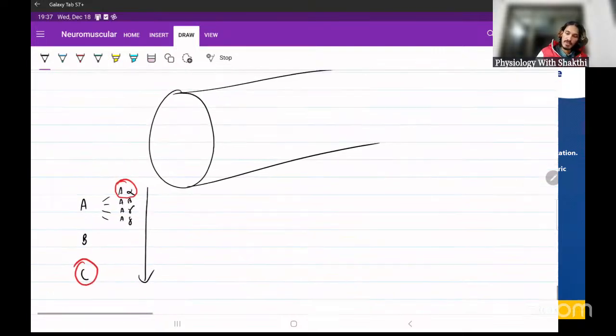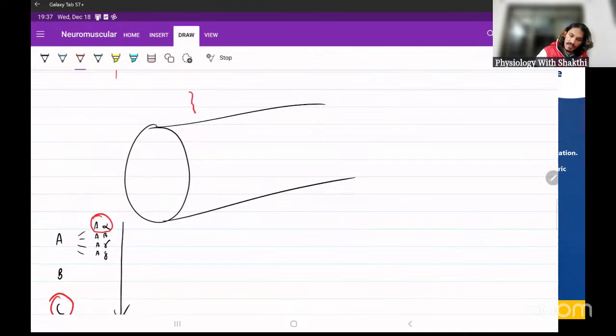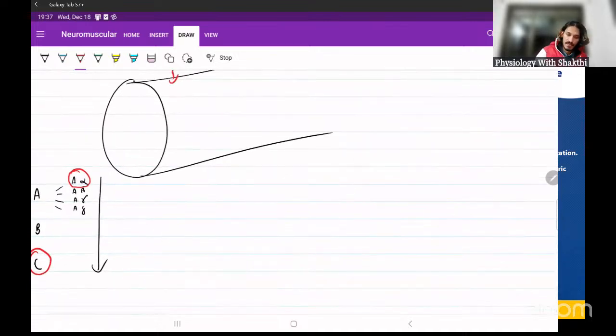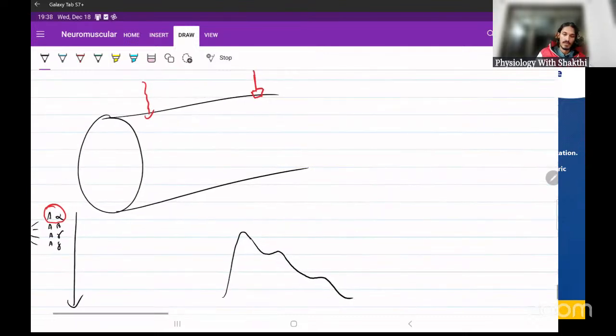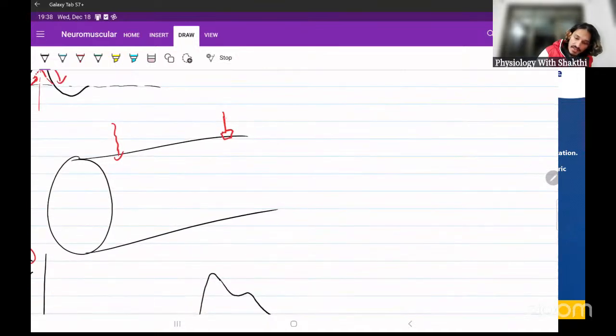If you stimulate this nerve at this point and take a recording somewhere over here, based on their conduction velocity, how are you going to see the action potential? You'll see first A, then you'll see B, then you'll see C. If you further increase the distance, instead of keeping it there, you keep it somewhere over here.